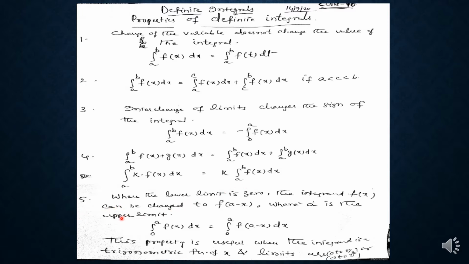Fifth property, this is very important and useful while finding the integral values. When the lower limit is 0, the integrand f of x can be changed to f of a minus x, where a is the upper limit. If we are given 0 as the lower limit and a as the upper limit, integral 0 to a f of x dx can be written as integral 0 to a f of a minus x dx.